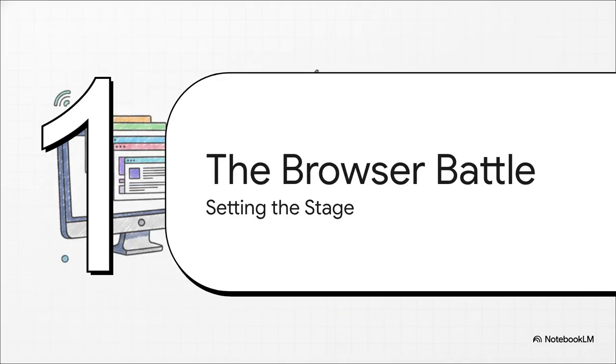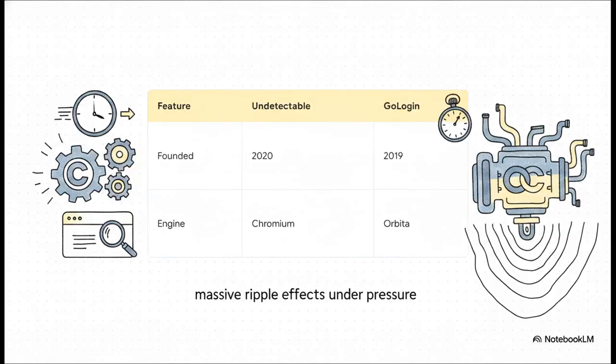Section 1. The Antidetect browser battle, setting the stage in 2026. Undetectable Browser hit the scene back in 2020, and it's built on a standard Chromium base. Basically, this means it gets those regular, lightning-fast Chromium updates, which keeps its broad website compatibility super high. GoLogin, on the other hand, was founded a year earlier in 2019, and it takes a totally different route. It runs on the Orbita engine, which is a deeply modified version of Chromium.